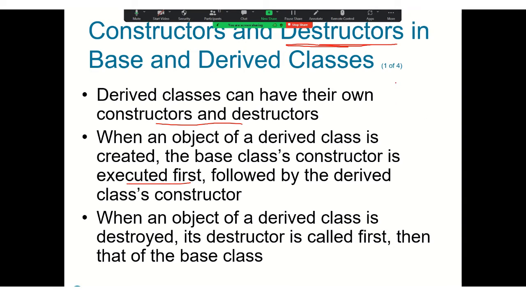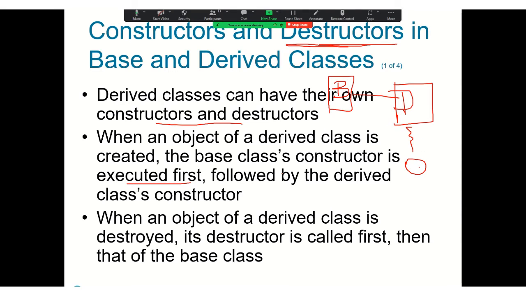So you have a base class, you have a derived class. So when you instantiate, this is the base class, this is the derived class. So there is an inheritance, and when you create an object out of the derived class, then first the constructor of the base class or parent class is executed, and second the constructor of the derived class is executed.